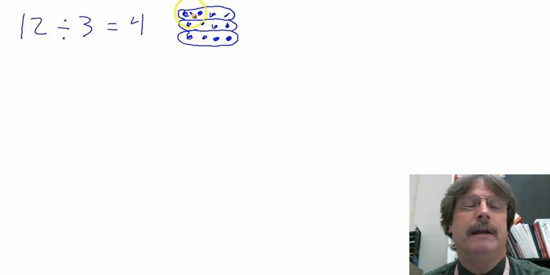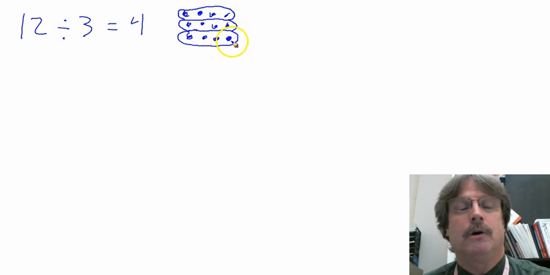So I drew over here 12 items, because that's 12 total. I broke it up into 3 even groups. And then I only look at one group and I count 1, 2, 3, 4. So I get 4 positive.